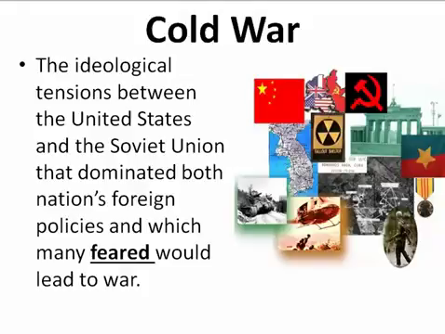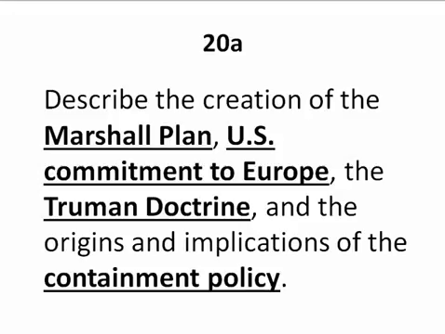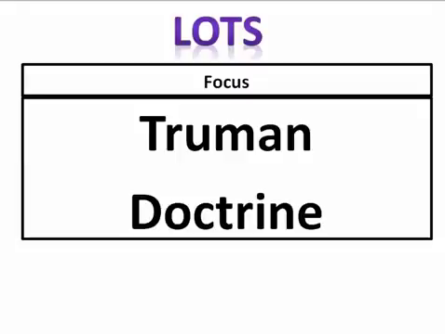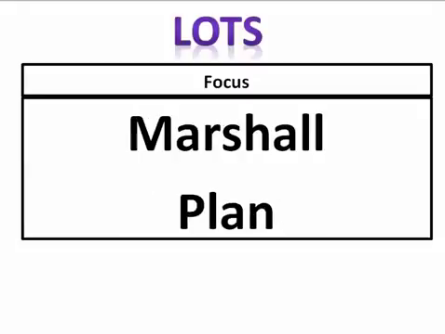Here's 20A. Describe the creation of the Marshall Plan, U.S. commitment to Europe, the Truman Doctrine, and the origins and implications of containment policy. So we have about 4 things there we need to look at. Let's see. Containment is a focus: how the containment doctrine originated, and what the implications of it were. And then the Truman Doctrine, and then the Marshall Plan.